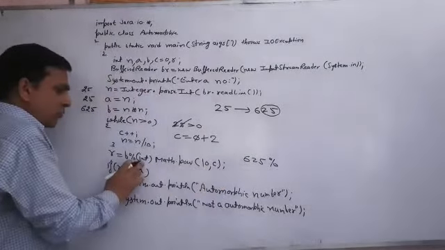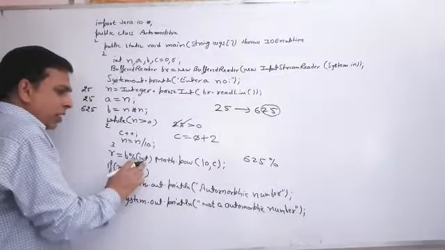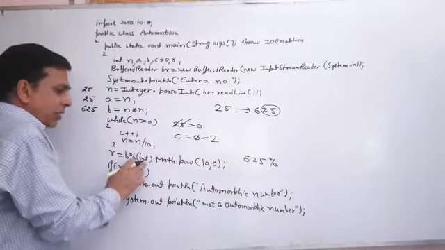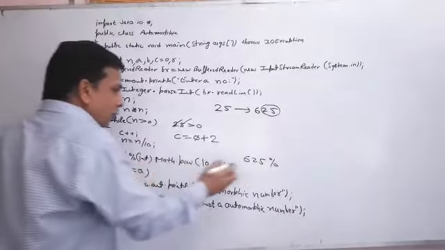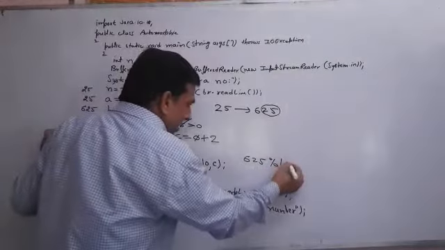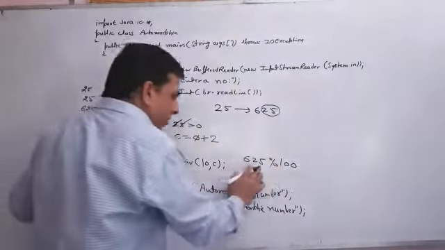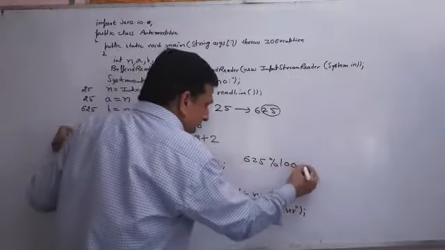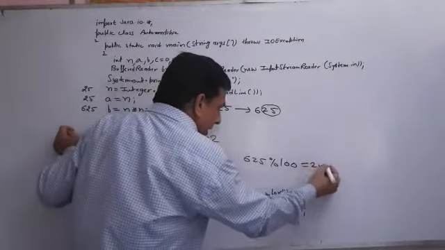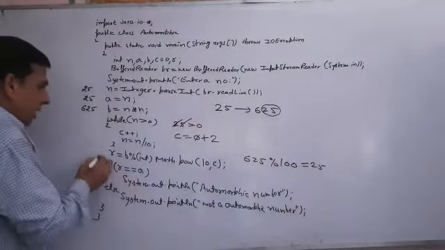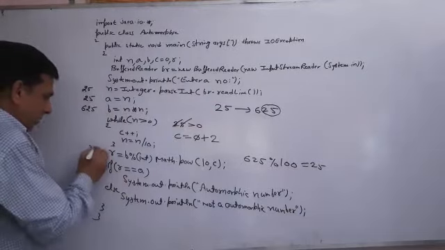Now what is the use of this int? It will extract the integer part only. So your number is 100. Now we are dividing 625 modulus by 100. It gives 25 in the r variable. So the value of r is here 25.